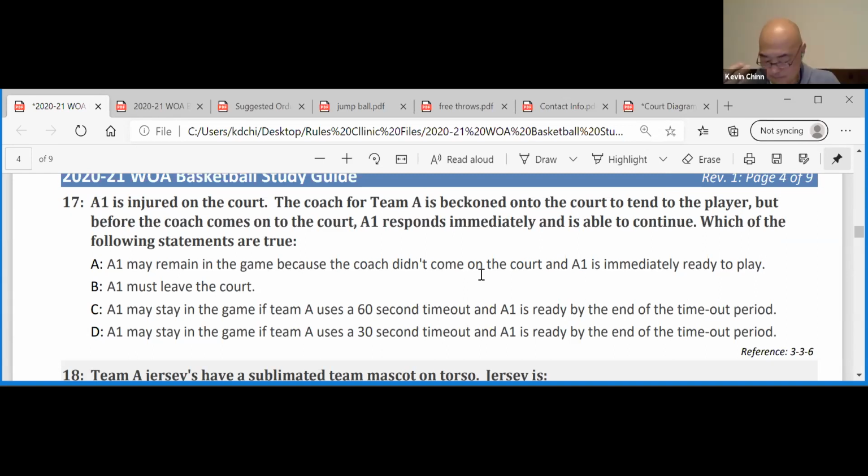Number 17. All right. A1 is injured on the court. The coach for team A is beckoned onto the court to tend to the player. But before the coach comes onto the court, A1 responds immediately and is able to continue. Which of the following statements are true? Give me just a second.